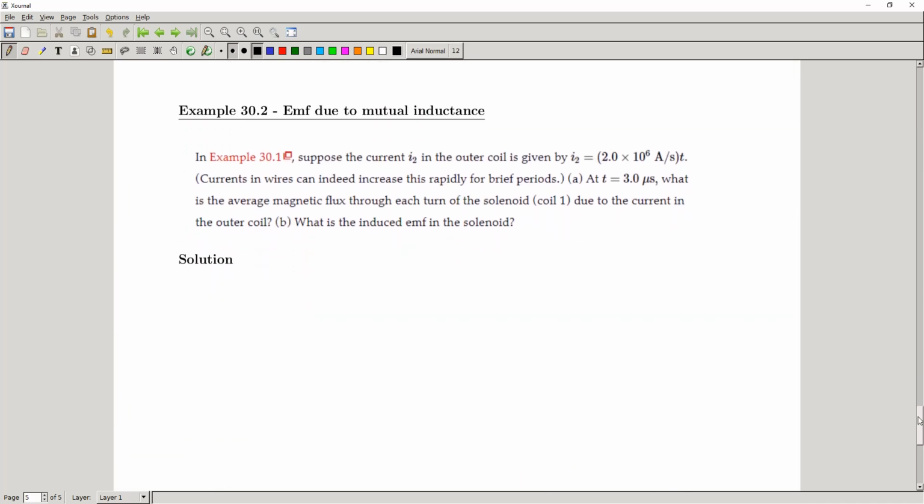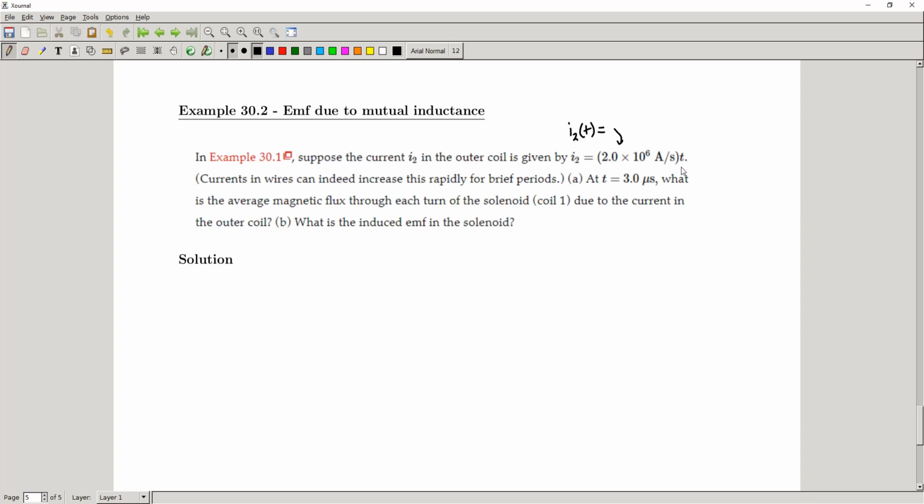Okay, in the second problem here, we're looking at the EMF due to mutual inductance. We're looking at the previous problem, but changing some stuff. Let me read the problem. In example 30.1, which is the one we just did, suppose that the current I2 in the outer coil is given by this expression here. So I2 as a function of time. Note that we do have a t here, so this thing is changing in time. They could have written this as I2 as a function of time is equal to this, because there is a t in it.